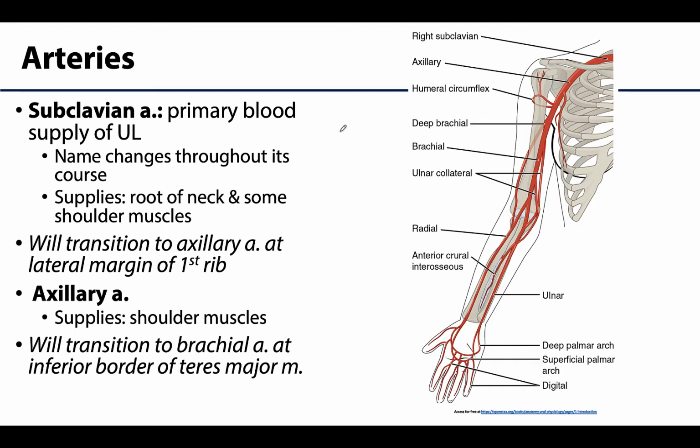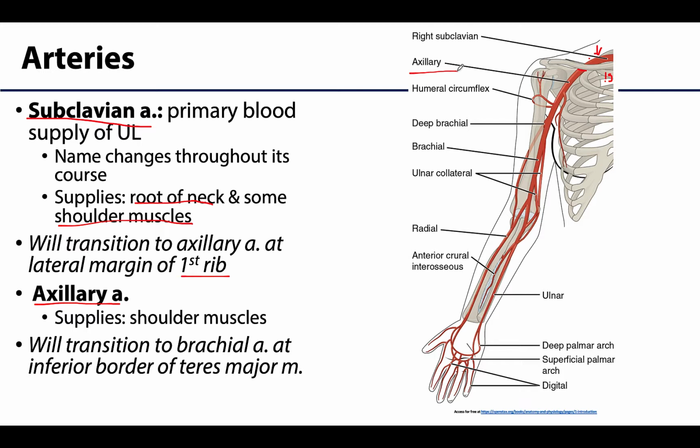But when talking about the upper limb, the subclavian artery is going to be the main source of blood to the entire upper limb. Its branches will specifically supply the root of the neck region as well as some of the shoulder muscles, and its name will just plain change to the axillary artery at the lateral margin of the first rib. So here we have the subclavian, and here is that first rib right here. And you have that name change into the axillary artery.